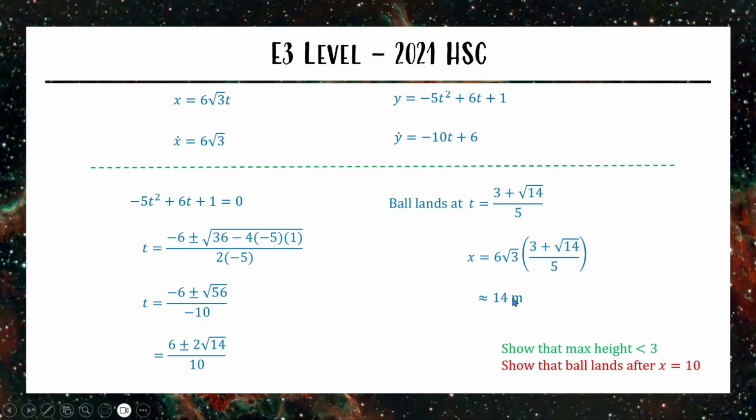So we're showing that if the wall wasn't there, it would land after 14 meters. And because the wall is before 14 meters, we have shown that we are going to hit the wall before we land. So there we go. There's the entire 4-mark question. Built it up, made your equations, and then know how to use them.